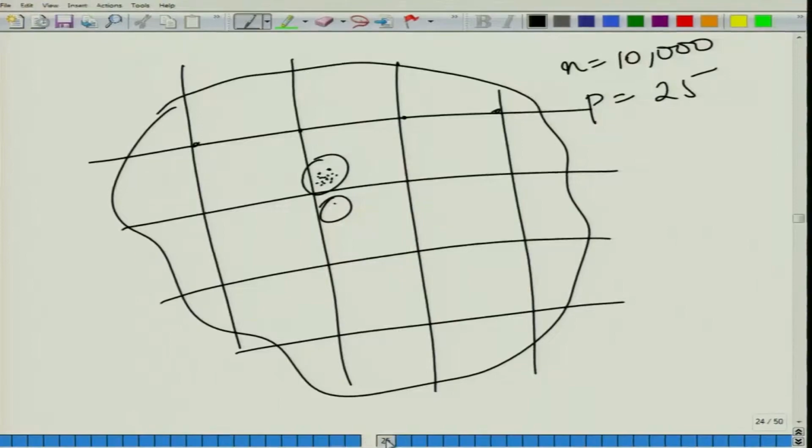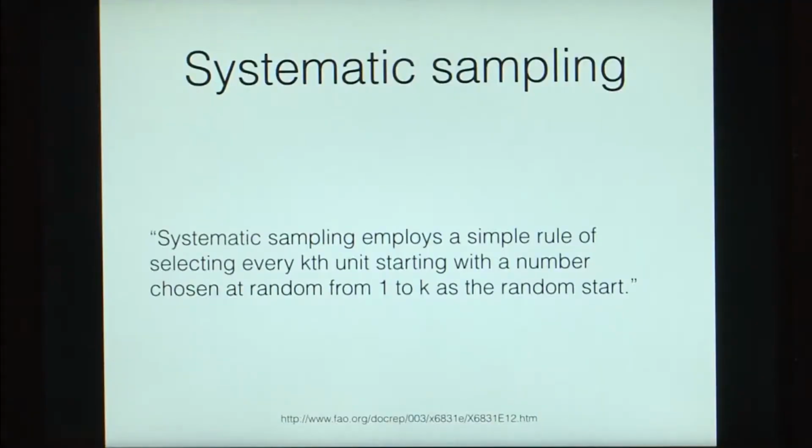Now, the next sampling procedure is known as a systematic sampling. So, coming to the slides. Systematic sampling employs a simple rule of selecting every kth unit, starting with a number chosen at random from 1 to k as the random start.